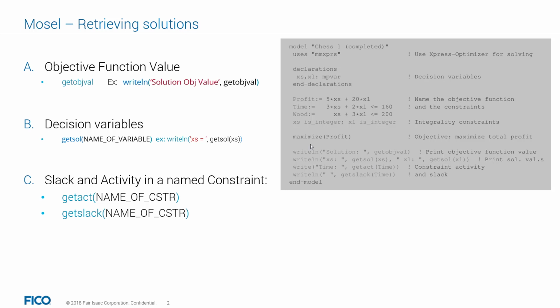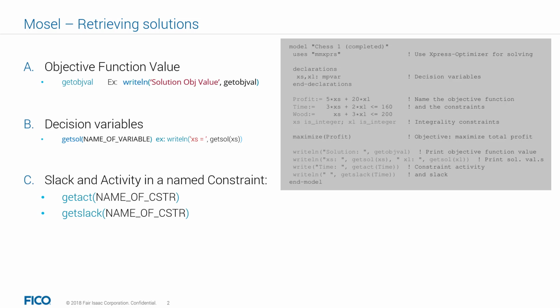Let's assume that we have a small problem defined in Mosel language. As you see, we have the objective as profit, we have time constraint, we have the wood capacity constraints, and XS and XL are both integers. We are maximizing the profit.